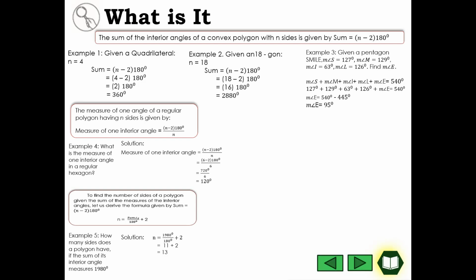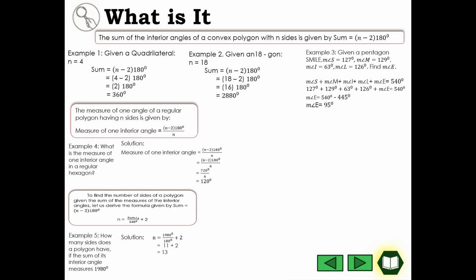plus 2. Okay, so we will simplify now. 1980 degrees divided by 180 is equal to 11, plus 2. Therefore, n is equal to 13. Okay, so it is a 13-gon.